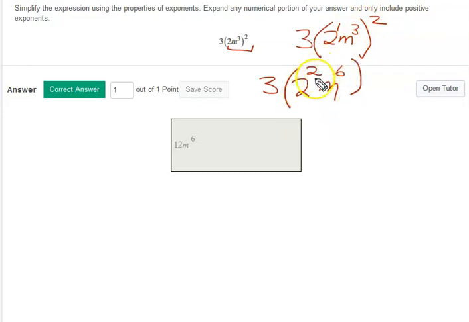Now, 2 to the second is 4, so this is 3 times 4m to the 6th. I'm putting an extra step in it to make it clear. So this is going to be 12m to the 6th. And that's what they have. And of course, you have to simplify, as is indicated by the instructions.